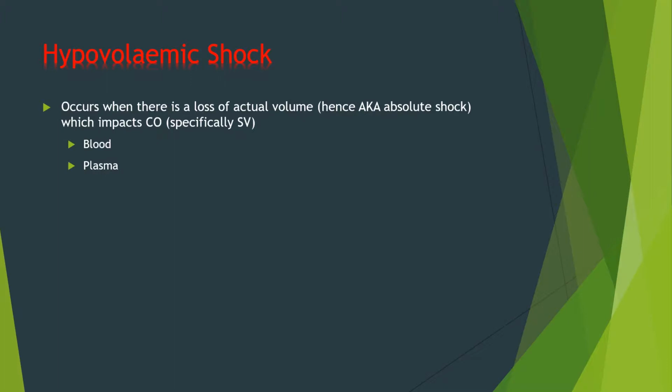Hypovolemic shock occurs when there's a loss of actual volume. Sometimes you can hear it referred to as absolute shock or absolute volume loss, which impacts cardiac output, specifically the stroke volume. And the volume loss can either be blood or plasma or both.